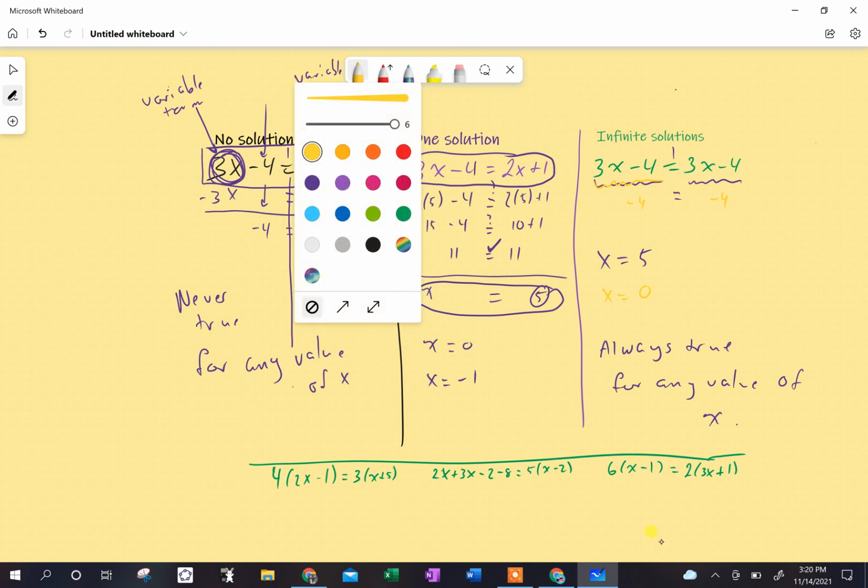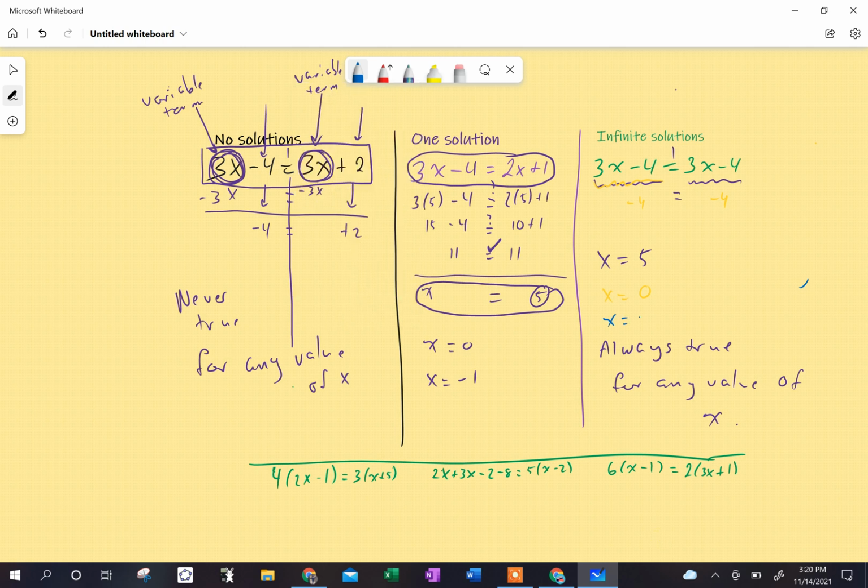If I were to make this a negative, let's say x equals -2, let's see, 3 times a -2 is a -6, minus 4 is a -10, 3 times a -2 is -6, minus 4 is a -10. You can see it's always true no matter what value of x we pick. So you might be wondering, how on earth can you tell? Well, once again, here our variable terms are the same, but so are the constant terms.